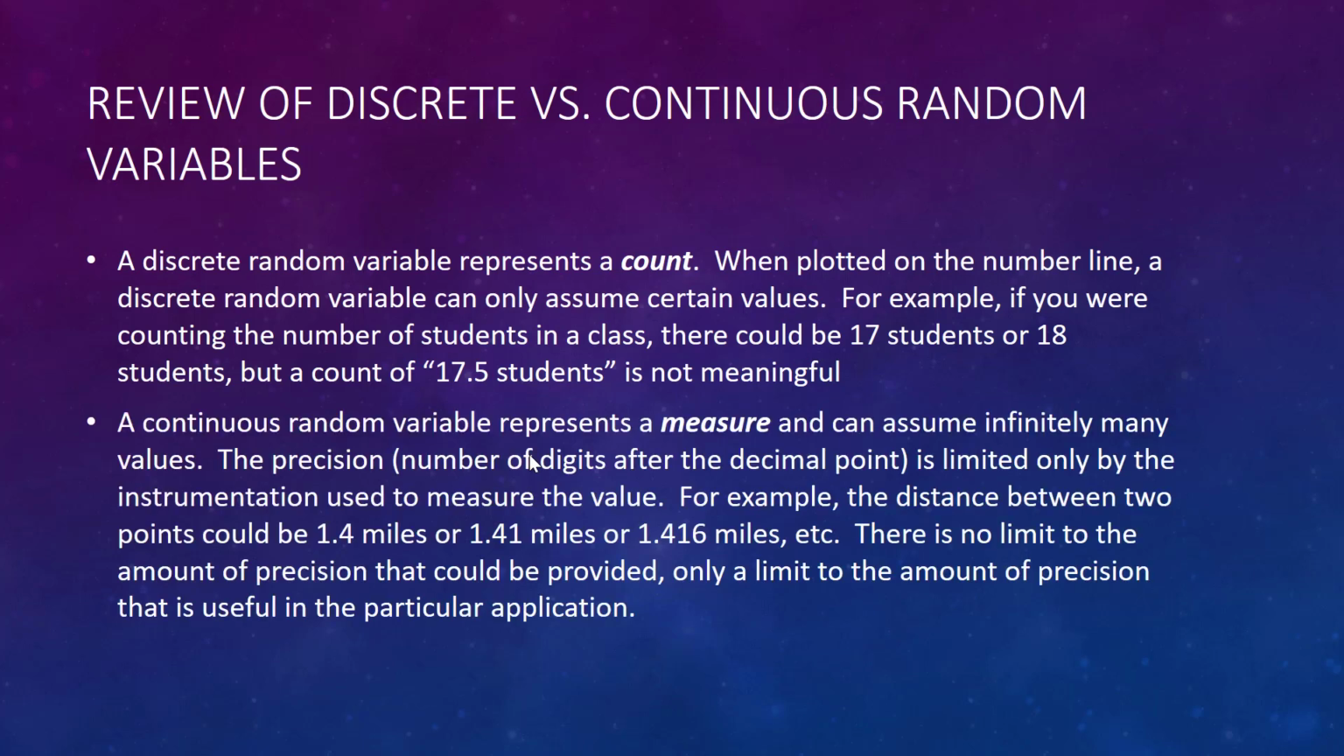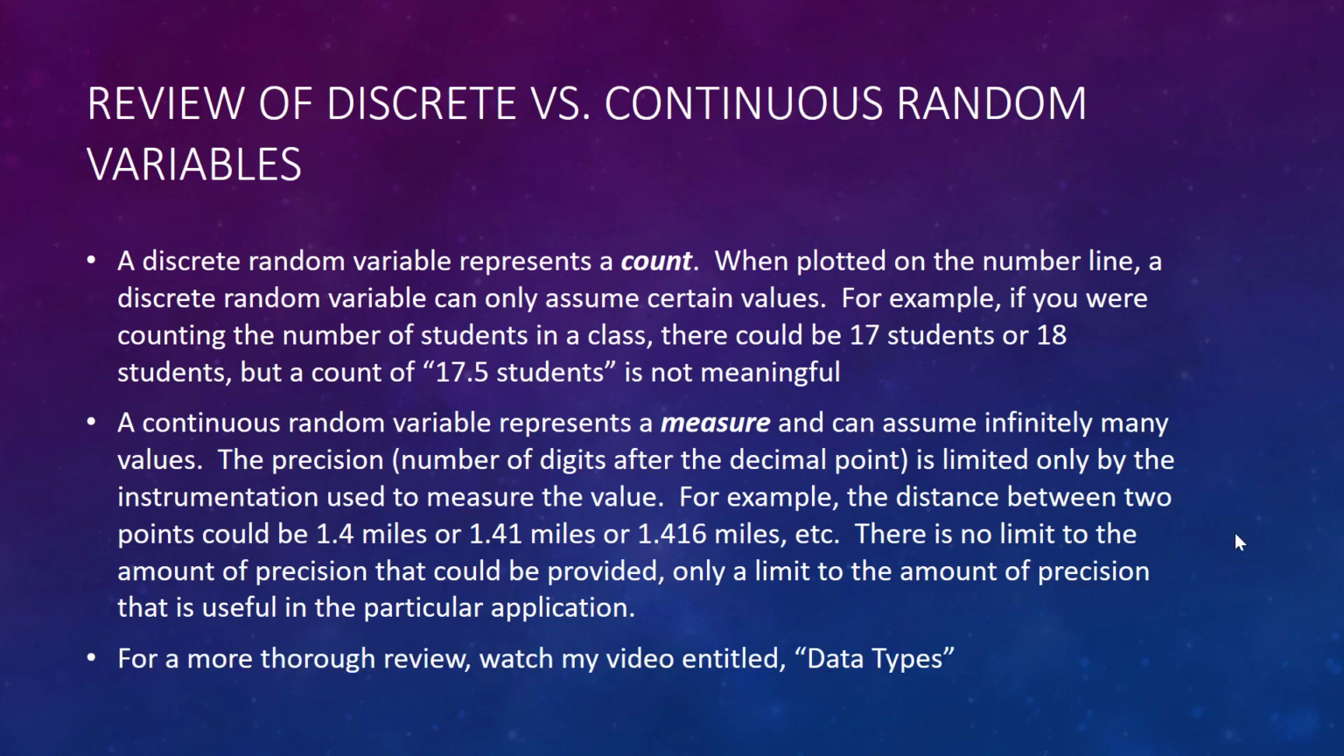A continuous random variable represents a measure and can assume infinitely many values. The precision, or the number of digits after the decimal point, is limited only by the instrumentation used to measure the value. For example, the distance between 2 points could be 1.4 miles or 1.41 miles or 1.416 miles, etc. There is no limit to the amount of precision that could be provided, only a limit to the amount of precision that is useful in the particular application. For a more thorough review of discrete versus continuous random variables, please watch my video entitled Data Types.